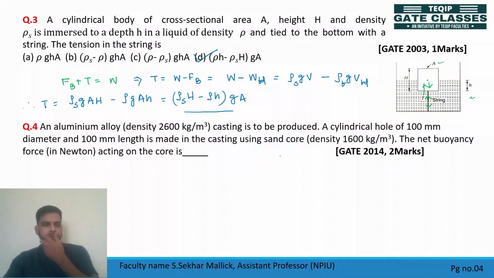Can we move to next? Next question is question number 4 here. An aluminium alloy of given density casting is to be produced. So you have to produce an aluminium casting. Fine. A cylindrical hole of 100 mm diameter and 100 mm length is made in the casting using sand core.